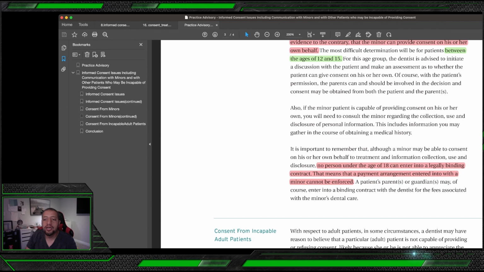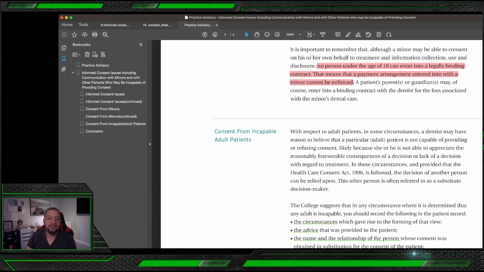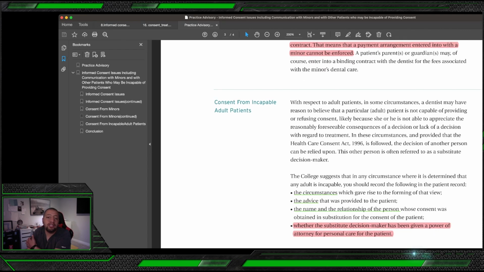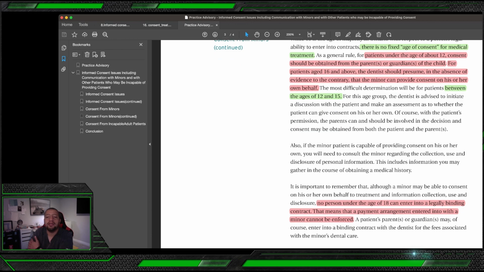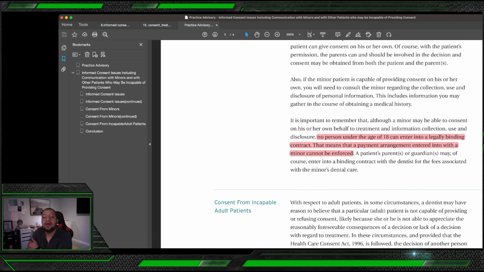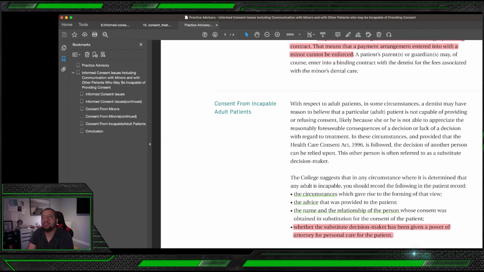Anyway, no person under the age of 18 can enter into a legally binding contract. That means that a payment arrangement entered into with a minor cannot be enforced. So you cannot tell his parent, okay, I'm sending you a bill of 6K for Invisalign treatment. The parents can sue you. Even at 16 years old, you can do the treatment, but you cannot hook the patient with an agreement, because Invisalign or orthodontic treatment, or an implant, is an agreement between you and the patient.